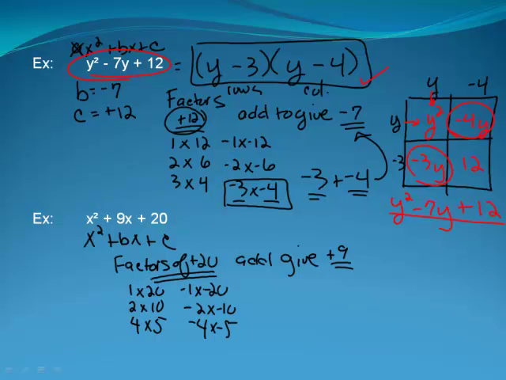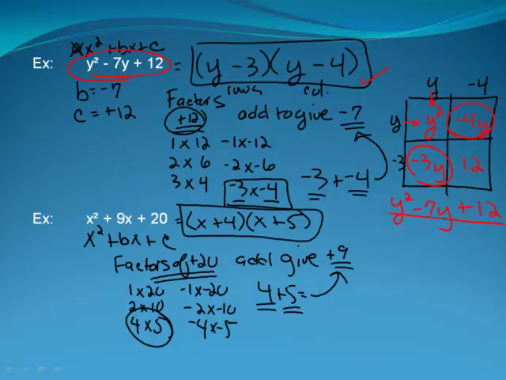Of those 6 examples, hopefully one of them adds to give us positive 9, and it does. 4 plus 5 does equal 9. So our factors are positive 4 and positive 5. If we come up here and write our binomial groups, we've got positive 4, positive 5. The x squared breaks down to x times x, and that's the factored form of x squared plus 9x plus 20. And you could check that if you so choose.